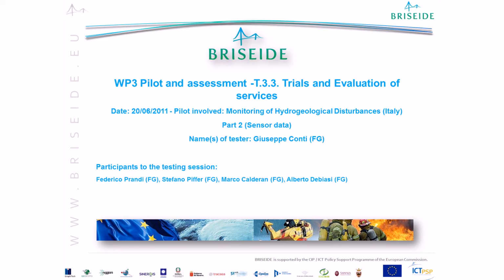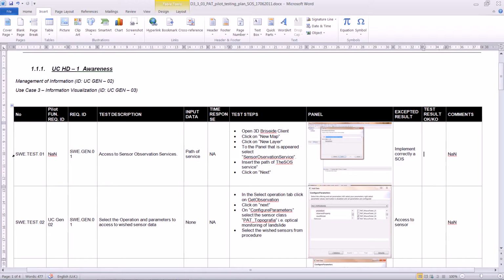Hello, this is the second test within task 333, Trials and Evaluation of Services, that involves the pilot monitoring of hydrogeological disturbances in Italy. And this second part relates to use and access of sensor data, while the first one was basically testing the low-level services. So let's move on now to the test plan.